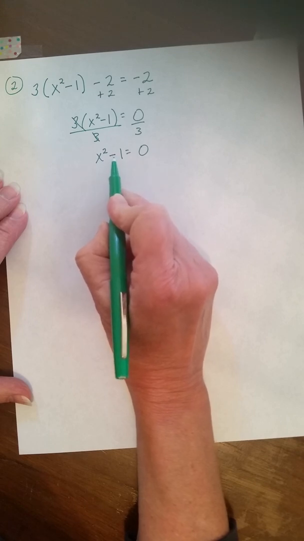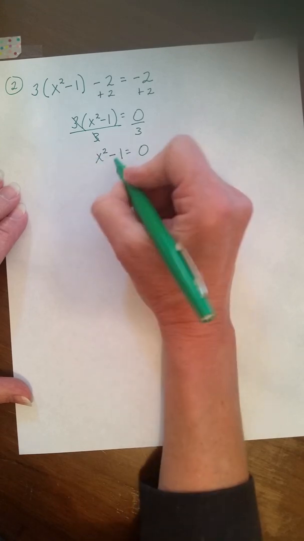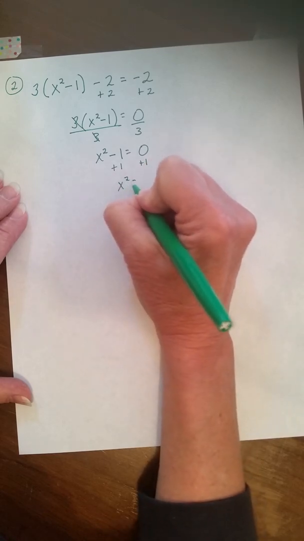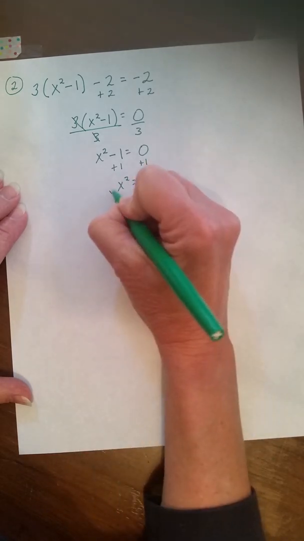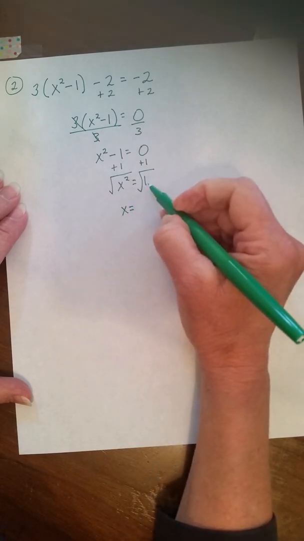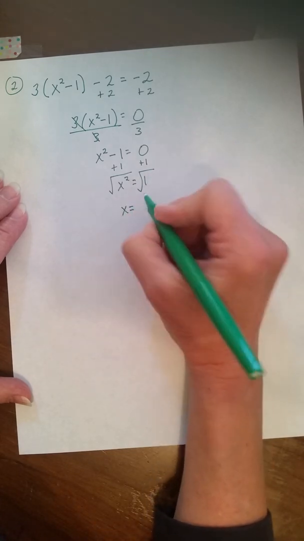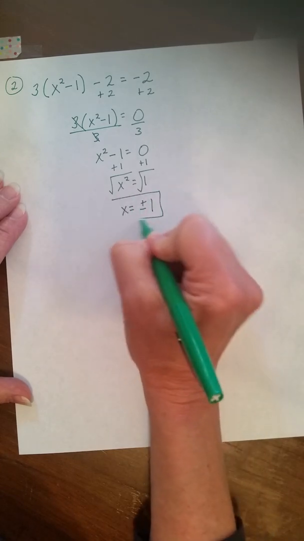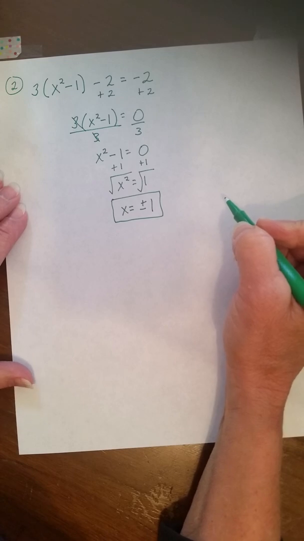Now I'm going to isolate the x squared. So I'm going to add 1 to both sides. So I have x squared equals 1. Now when I take the square root, I get x equals, again, the square root of 1 is both positive and negative 1. So now my answer is x equals positive 1 or negative 1.